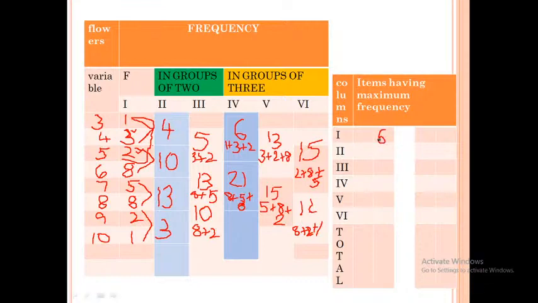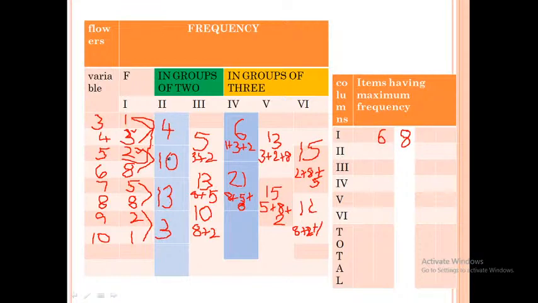In column 1, 6 and 8 have the maximum frequency. In column 1, the maximum is 8 and 8, and one 8 is for variable 8, and the other 8 is for variable 6. Now going to column 2.